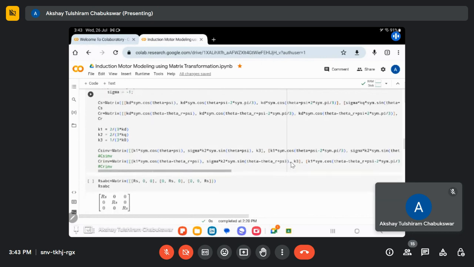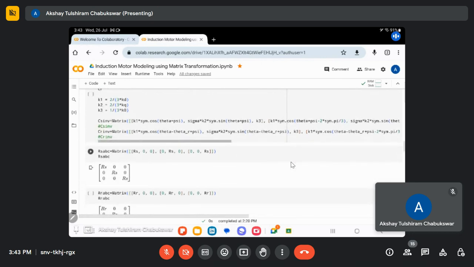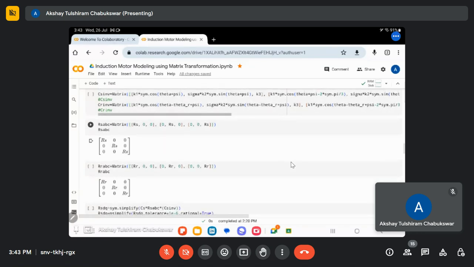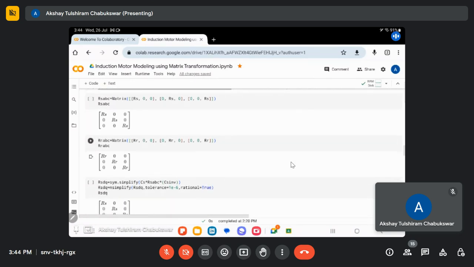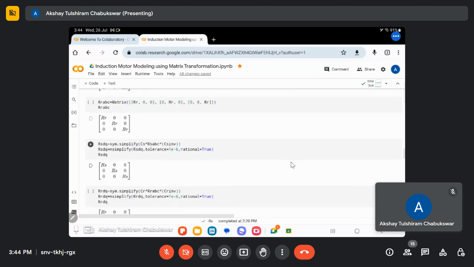And I have written two more matrices, CS inverse and CR inverse. What is CS inverse? It is C dq0s inverse. CR inverse is C dq0r inverse. Then first write the matrices R and L matrices in the ABC reference frame. As I told you, RS in ABC is nothing but RS 0 0, 0 RS 0, and 0 0 RS. RR in ABC is nothing but RR 0 0, 0 RR 0, and 0 0 RR.